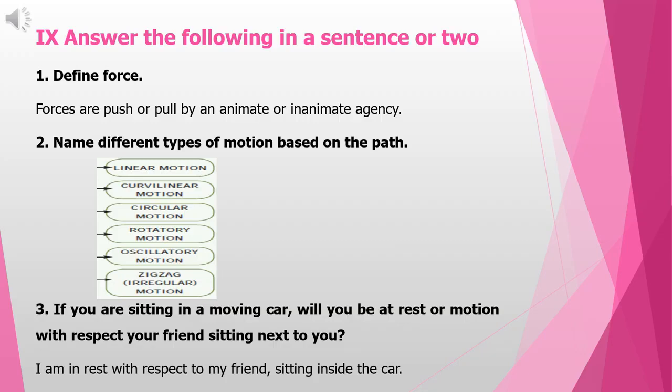Question number 2, name different types of motion based on the path. Answer is in page number 29 on your textbook. Based on path, under that you mark the 6 classifications of motion. First one, linear motion. Second, curvilinear motion. Third, circular motion. Fourth, rotatory motion. Fifth, oscillatory motion. Sixth, zigzag motion.